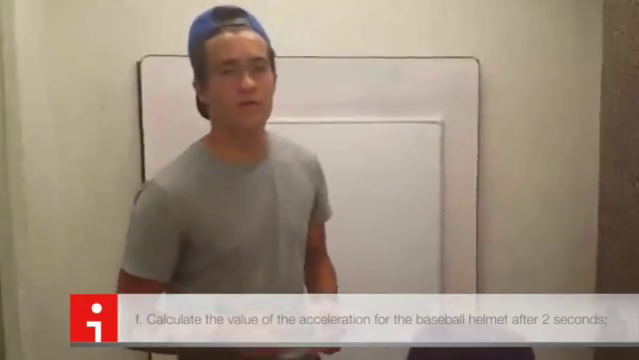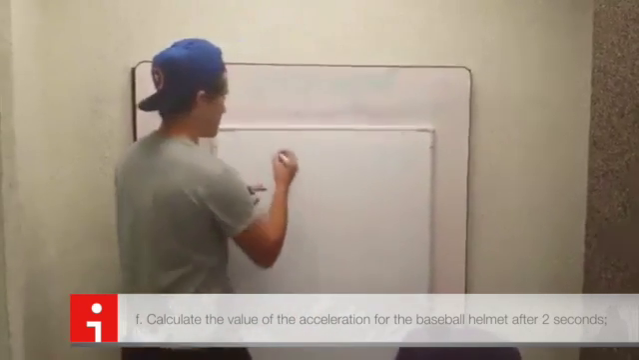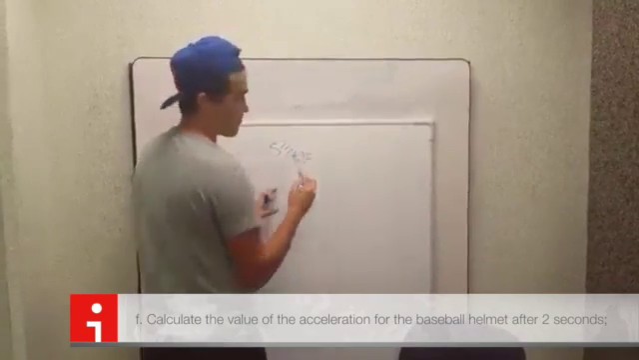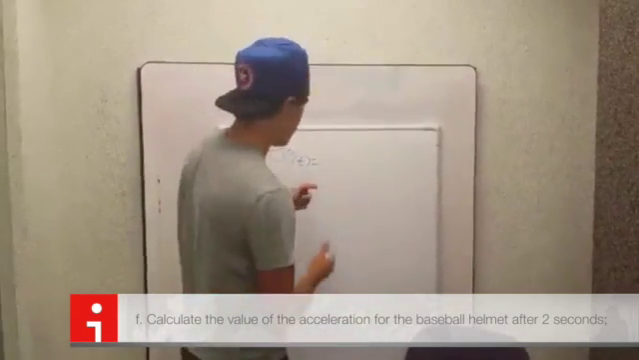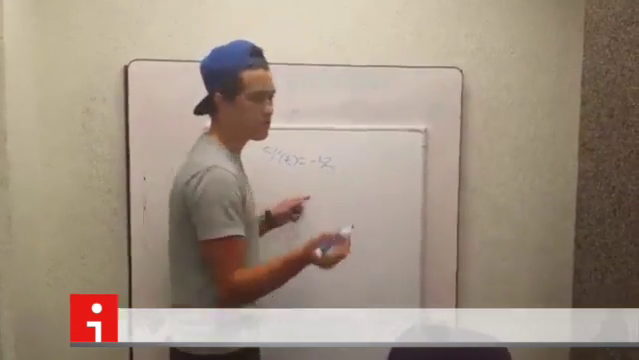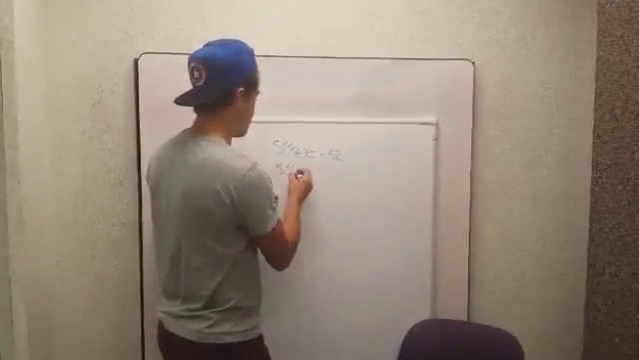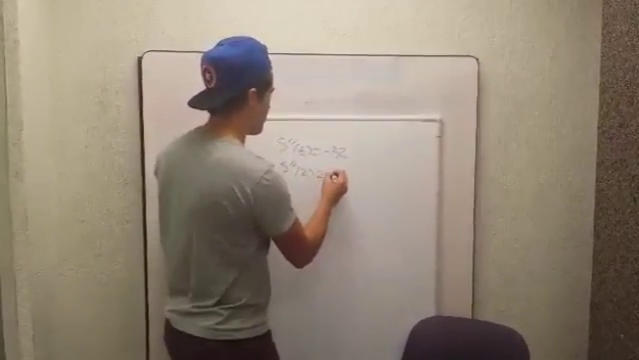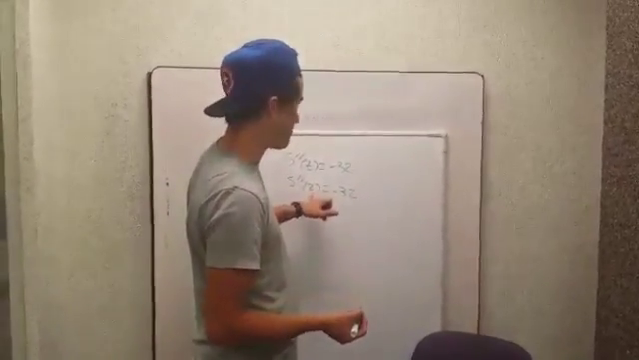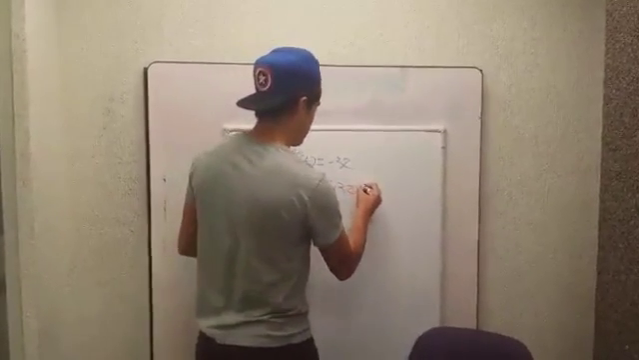Now the problem asks us to calculate the value of the acceleration. The acceleration is the second derivative of the position function, or the first derivative of the velocity function. So this is equal to minus 32. The problem asks what the acceleration is at 2 seconds. But the acceleration never changes because it is a constant, so even though the time is 2 seconds, the acceleration will always be minus 32 feet per second squared.